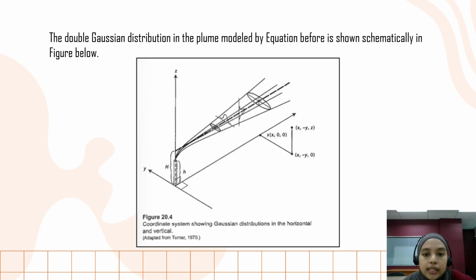As we can see here, figure 20.4 is the model that was shown from the equation before. It is a coordinate system showing the Gaussian distribution in the horizontal and vertical.